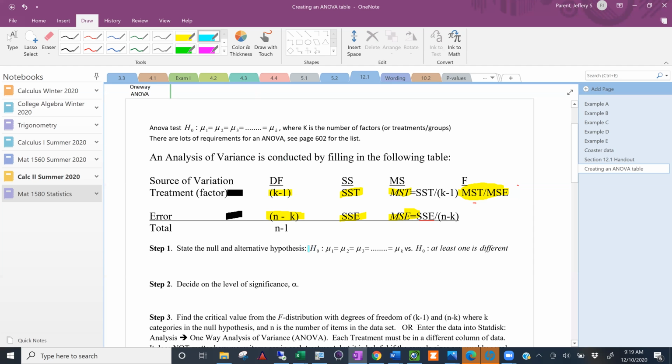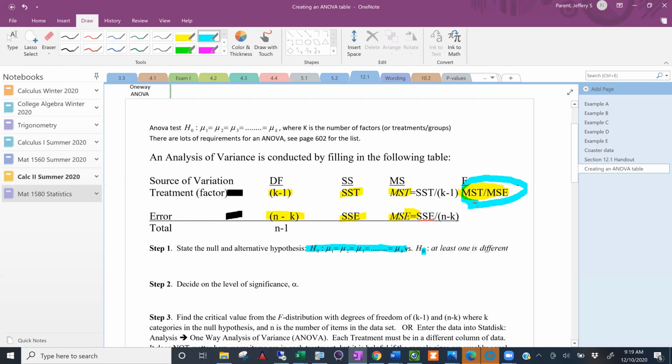By the way, there is a little bit of a typo here. You should probably fix that up. This should be H sub 1 or H sub A, depending if you like one notation or the other. Anyways, you're going to reject H naught if the F test is large.